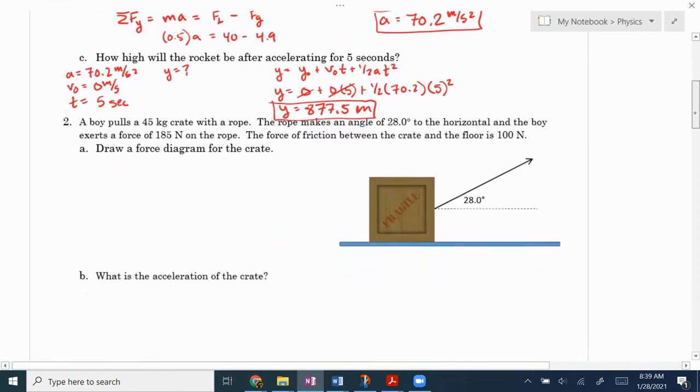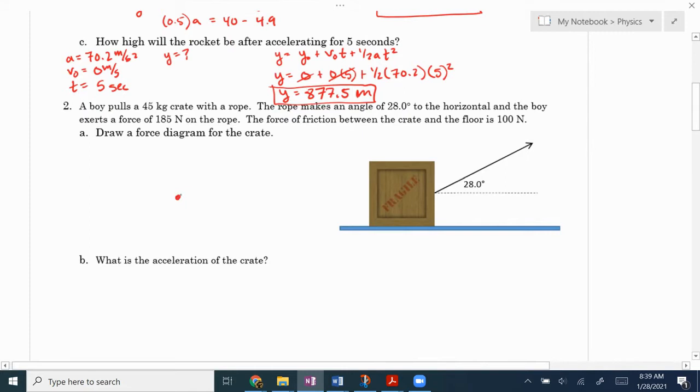Next one, draw a force diagram for the crate. We have a boy who pulls a 45 kilogram crate with a rope. The rope makes a 28-degree angle to the horizontal, as shown right here. The boy exerts a force of 185 newtons. The force of friction on this is 100 newtons. Obviously, we're going to have gravity acting on it, and there's also going to be a normal force. Make sure the normal force is less than that of gravity.